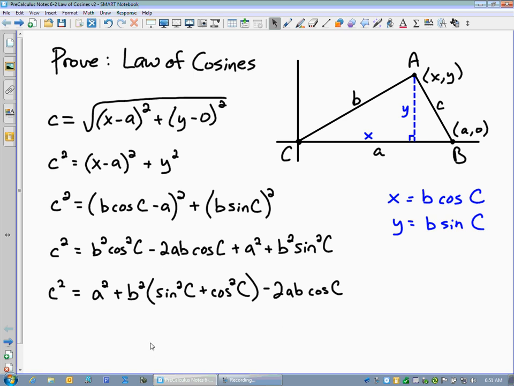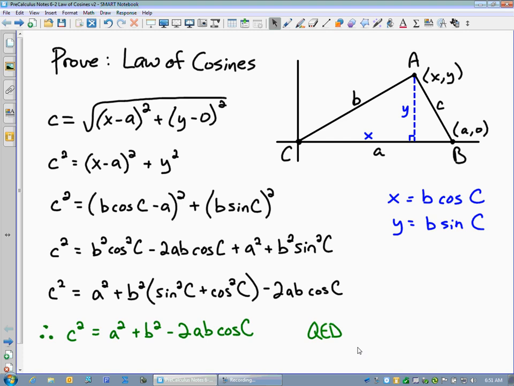Well, you might notice that sine squared plus cosine squared is 1. So if I make that substitution, then I have c squared equals a squared plus b squared minus 2ab cosine C. And that is our law of cosines.